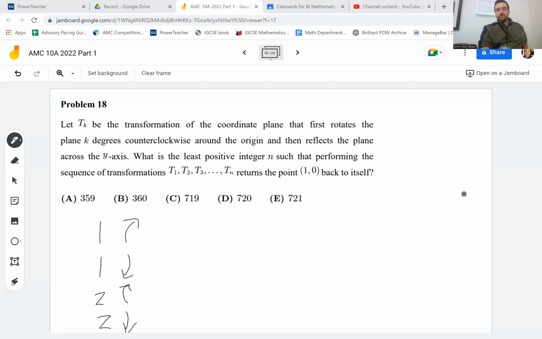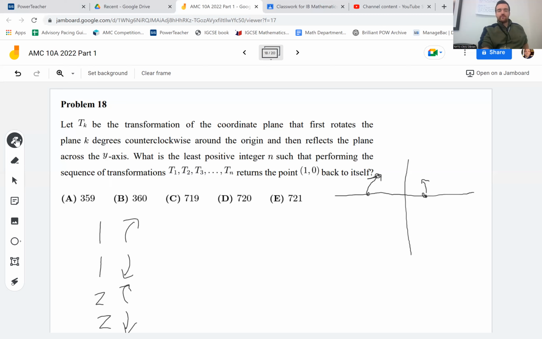So if you start by making an x and y axis, and you imagine it's going to rotate 1 degree counterclockwise, but then I'm going to reflect it. So it's actually going to be over here, somewhere over here. So it's 1 degree clockwise from the left x-axis. So we'll just say 1 degree clockwise.